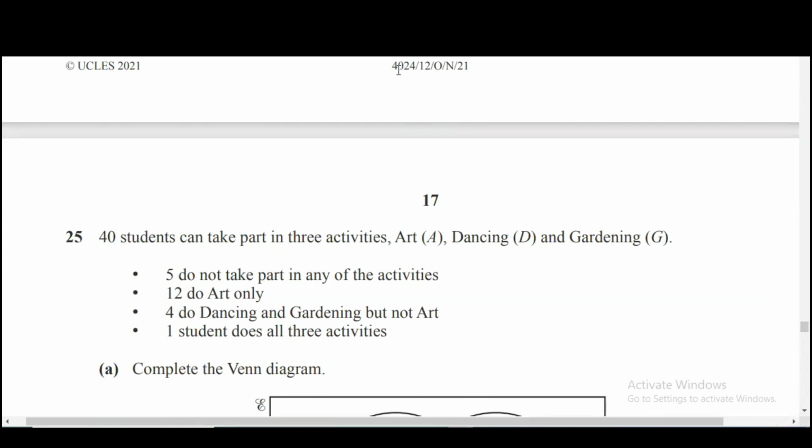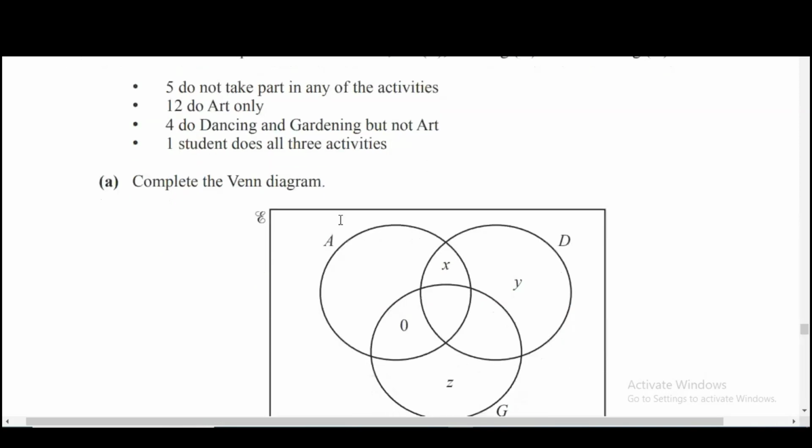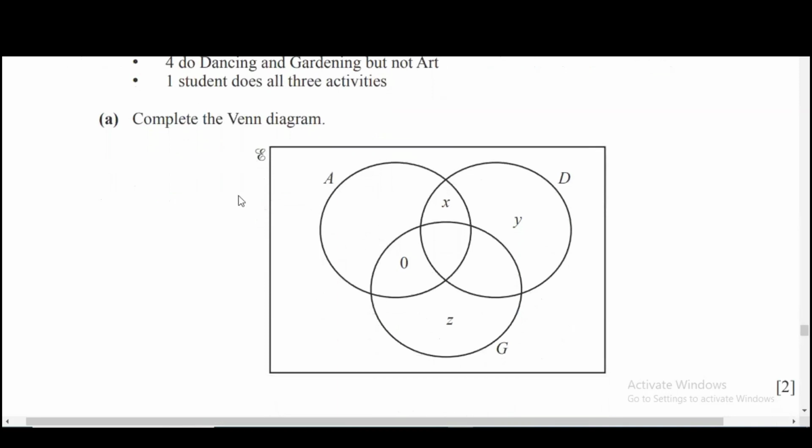Next variant is 4024 paper 1 variant 2, October/November 2021, question number 25. In this question, 40 students take part in 3 activities: art, denoted by A, dancing, denoted by D, and gardening, denoted by G. 5 do not take part in any of the activities. 12 do art only. 4 do dancing and gardening, but not art. 1 student does all 3 activities. You have to complete the Venn diagram.